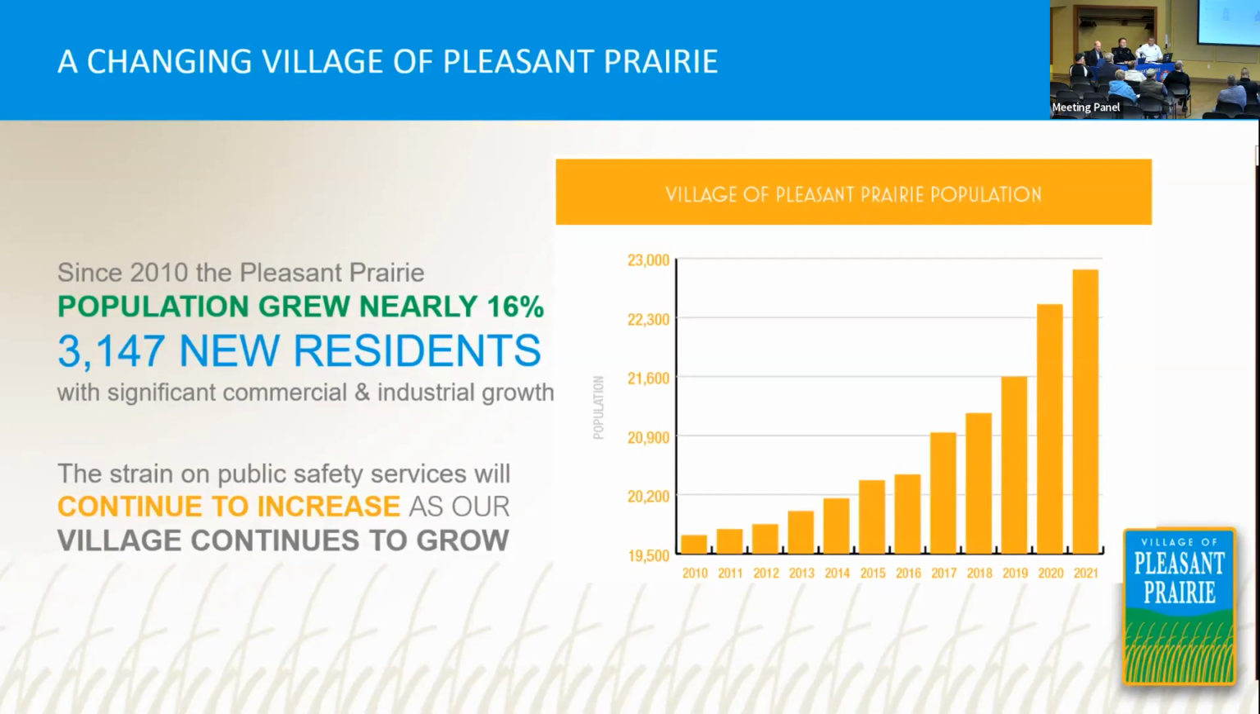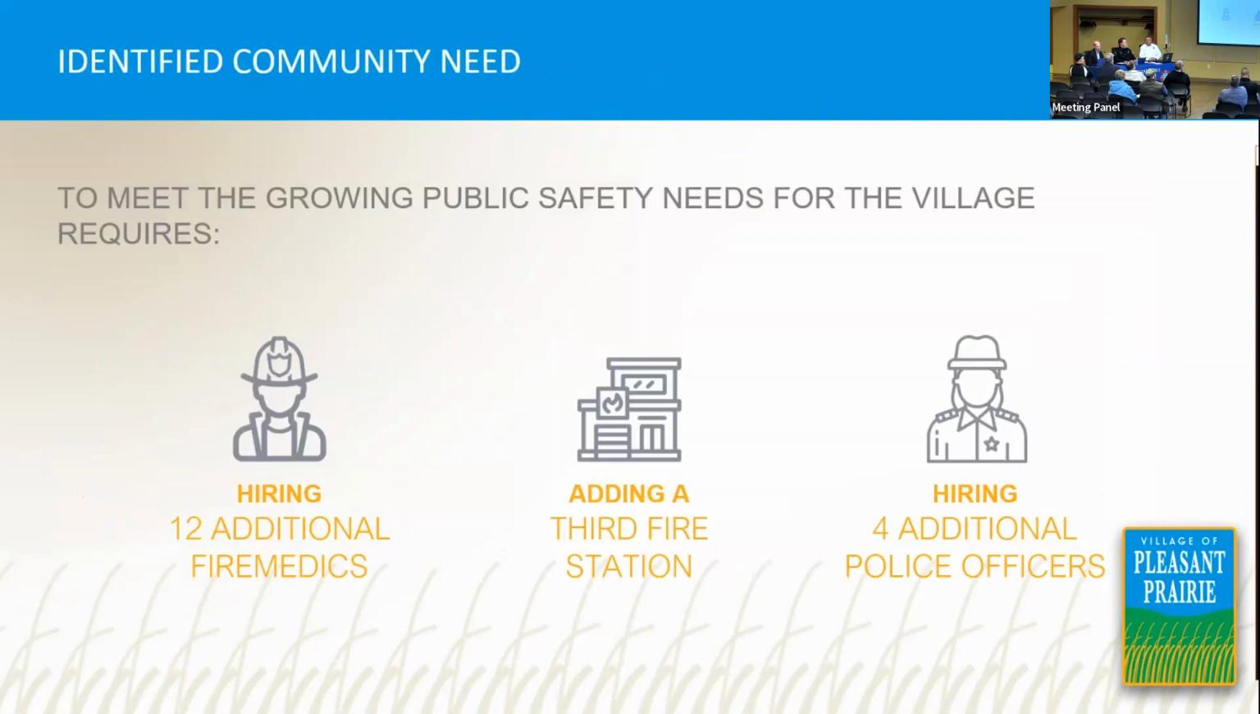So if you go to the next slide, there are three things that have been identified. Department leaders, village staff, and external experts, including McGrath Consulting Group, have assessed the needs of Pleasant Prairie and concluded the following measures are necessary in order to bring public safety capabilities up to the appropriate levels as compared to demand, size, makeup, and population of the community, which are hiring 12 additional fire medics, adding a third fire station, and hiring 4 additional police officers. Now, I'd note that the fire station is not what's on the referendum or on the ballot. We're only talking about personnel.